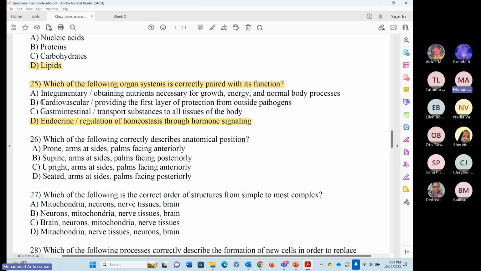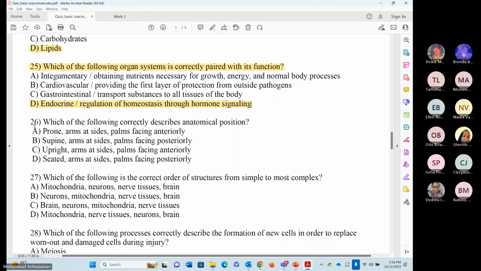Why is B incorrect? What are the functions of the cardiovascular system? Blood pumping, circulation. Yes, that means it pumps blood and carries blood all over the body. And what about the gastrointestinal system? What are the functions of the gastrointestinal system? Digestion of food and absorption. Good.